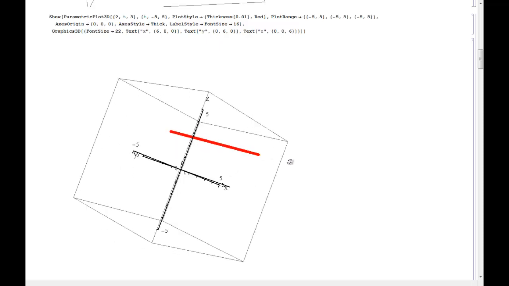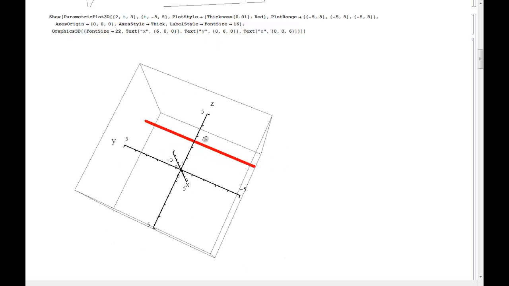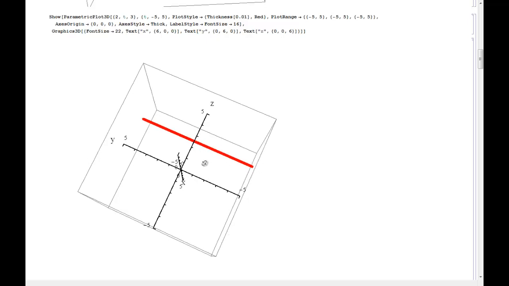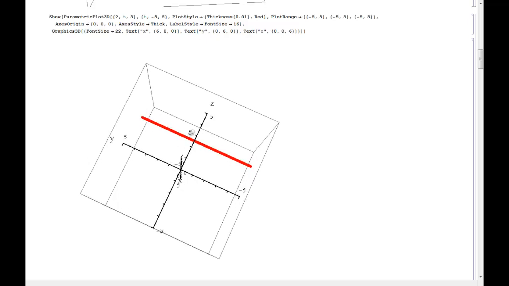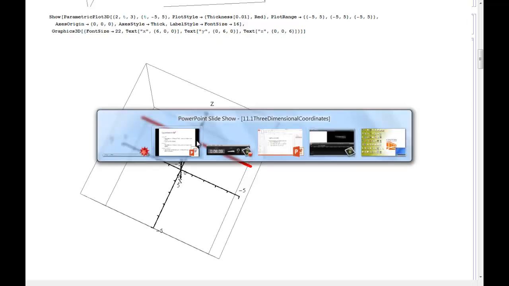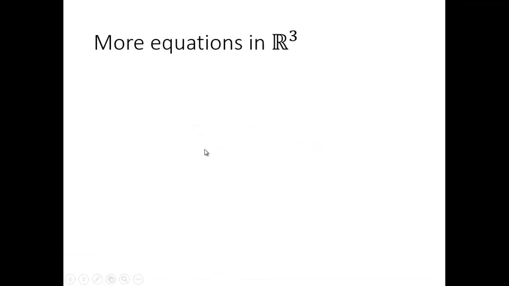But then as you let y vary, y can take on whatever value you want. So you go along the y-axis, you get all the possible values here. But every x is 2, every z is 3. Oh, so there's some equations. Here's some more, a little more complicated.